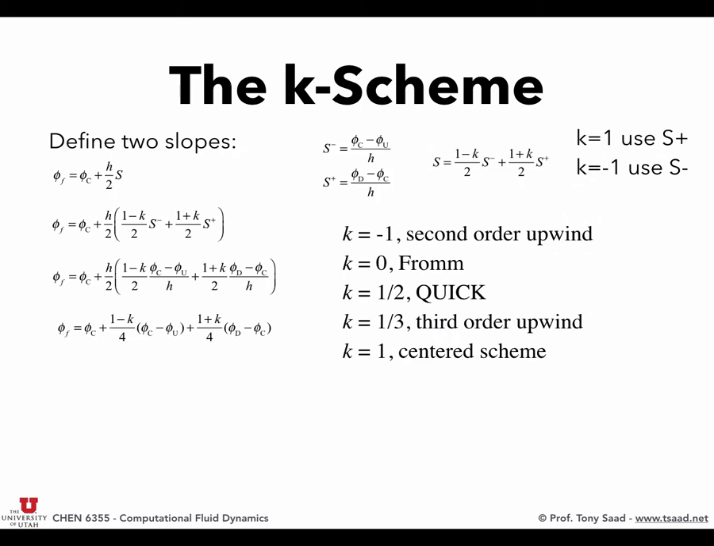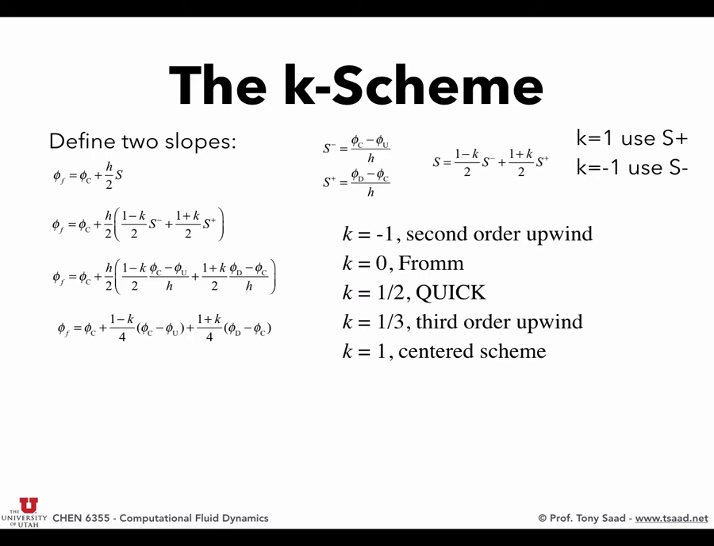So for k equal minus 1, you get SOU, second order upwind. K equals 0, you get the Fromm scheme. We discussed those earlier. For k equal half, you get the quadratic upwind interpolation, QUICK. And k equal 1/3, you get the third order upwind. So FYI, QUICK is third order, not fourth order. Quadratic is kind of confusing, but it's because we're fitting a quadratic profile. But it's third order in space, third order accurate. Okay.